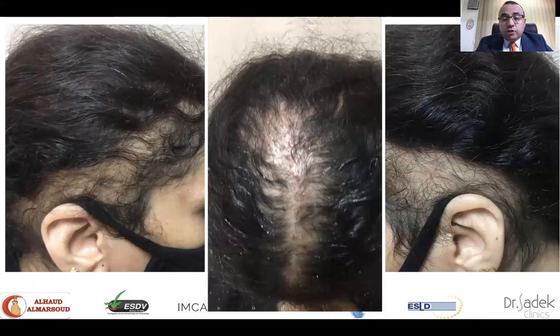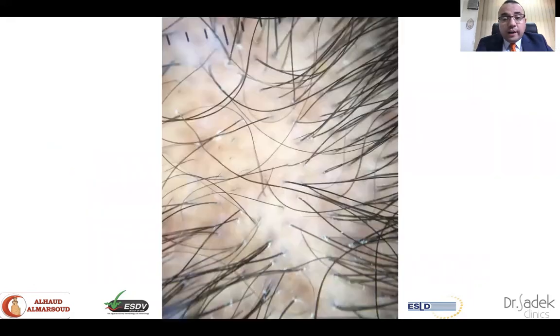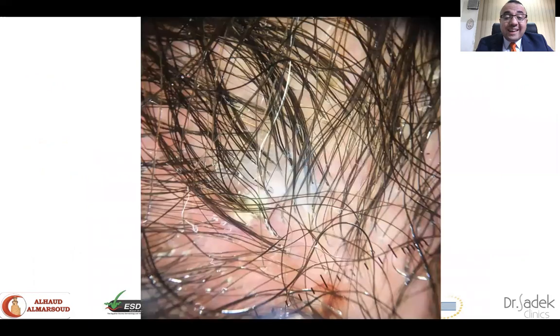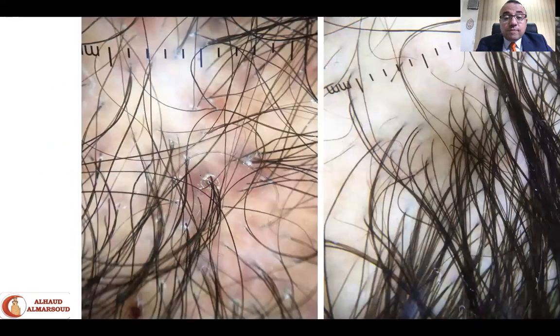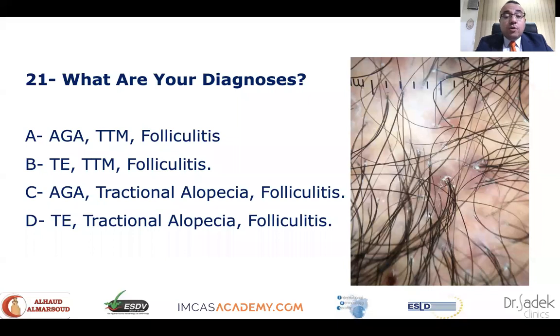And again, this young lady suffering from this hair loss, we can see the fringe sign for sure. And dermoscopically, we can see this and this, and those. So what do you think? We mentioned that there is tractional alopecia, okay? And we've seen follicular pustules and follicular pigmentation, and there is folliculitis. And again, there is also androgenetic alopecia with the tractional alopecia and folliculitis.